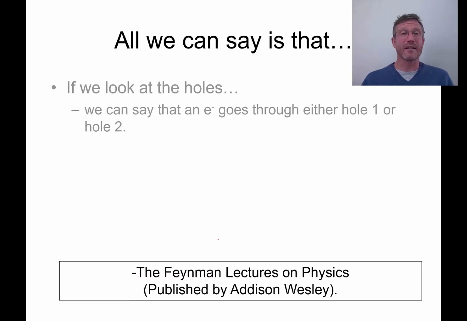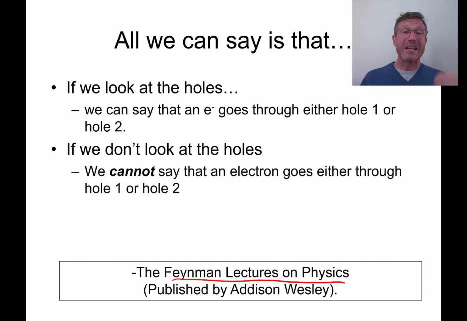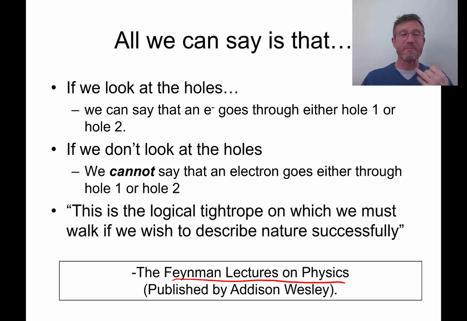So all we can say is that this is a conclusion from these Feynman lectures. So I'll finish with this since I took a lot of the material from that. If we look at the holes, we can say that the electron goes through either hole 1 or hole 2. If we don't look at the holes, we can't say that an electron goes through either hole 1 or hole 2. It may go through both. It may go through neither. We can't tell.